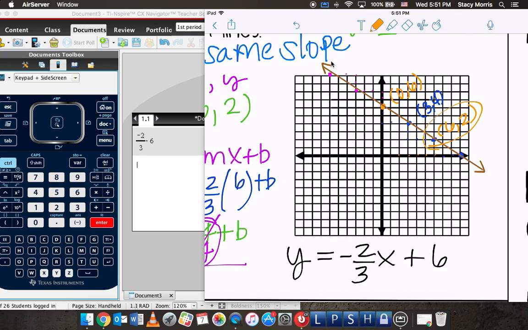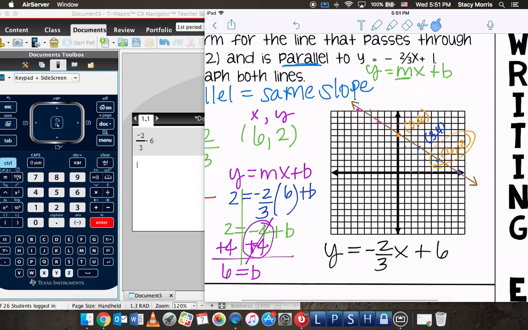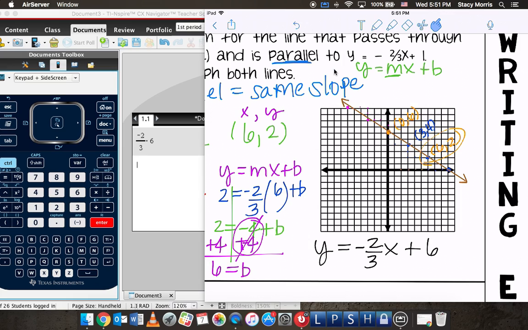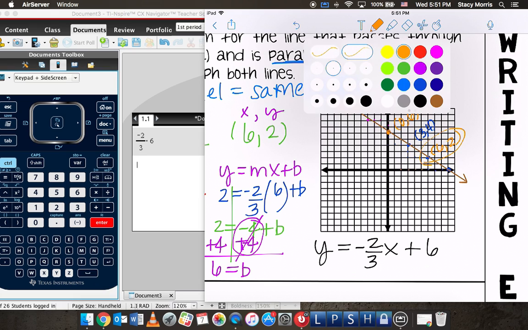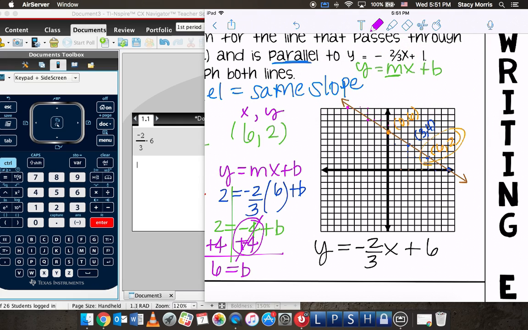The other thing that they said is it should be parallel to negative 2/3 x plus 1. Well, this has a slope of negative 2/3, so negative 2/3 x plus 1 also has a slope of negative 2/3. So it would be the exact same line, it would just be shifted down to positive 1. So instead of my y-intercept being at 6, it would be at 1, and then from there I would go down 2, right 1, 2, 3.